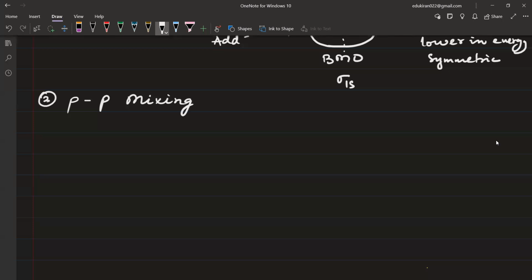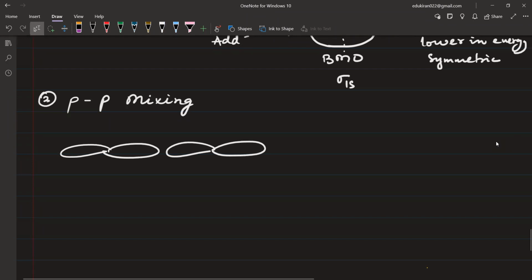In this PP mixing, there can be two cases. We can have the p orbitals mix like this, along the internuclear axis. Internuclear axis means the lobes and the nuclei, both of them are in the same axis, right? So this is one way in which they can mix.